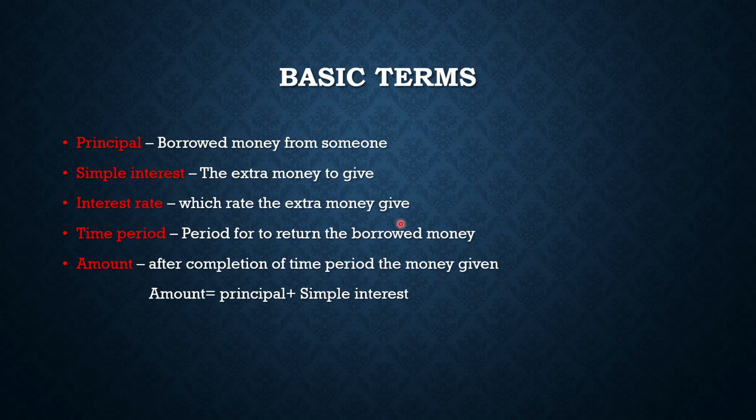Now coming to the interest rate, which is the rate at which the extra money is given. That means we have to give that money at a 5% rate, 10% rate. That is called the interest rate. Coming to the time period, it is the time to return the borrowed money, after how many years the borrowed money can be returned. Coming to the amount, after completion of the time period, the money given: the amount is equal to principal plus simple interest.